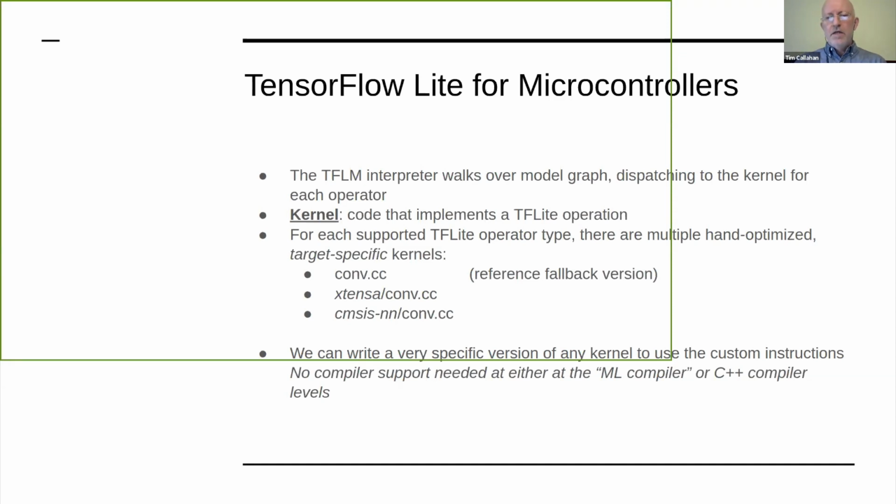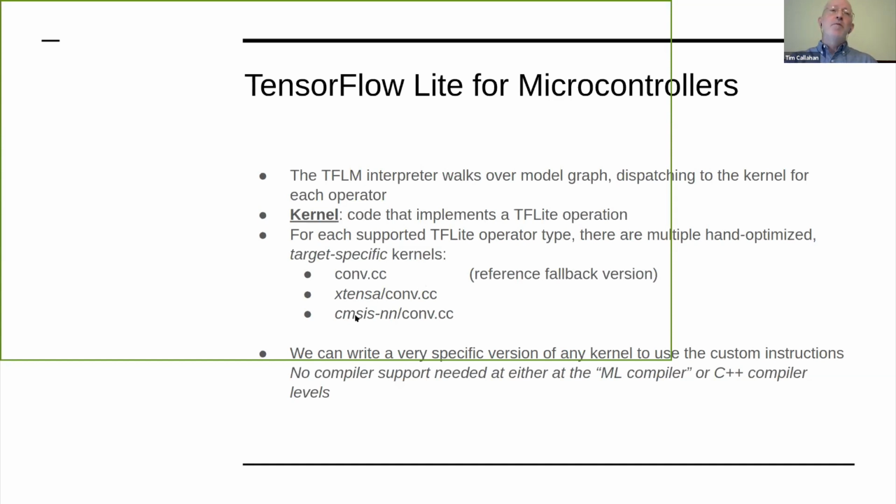The kernels are handwritten. There's a reference fallback version, but the way optimization works, we ask each vendor that wants to use TF Lite for microcontrollers to please optimize this kernel for your architecture. So Tensilica provided a convolution kernel that's optimized for the Xtensa, and ARM provided one for CMSIS-NN. So this is where we're going to plug in our hand-optimized kernel that will exploit our new custom instructions that we're going to add to RISC-V.